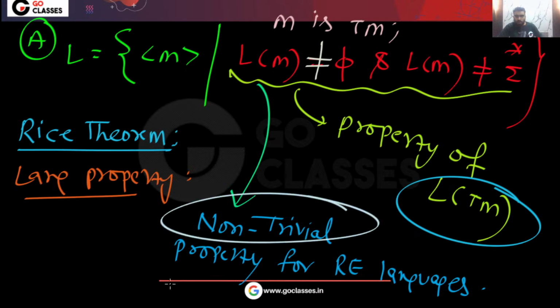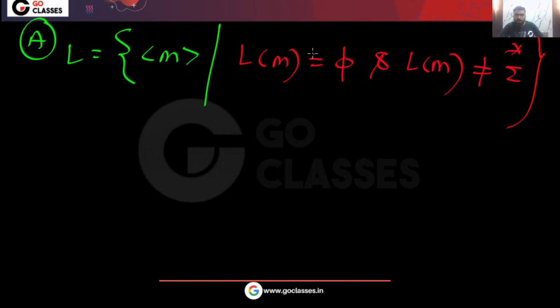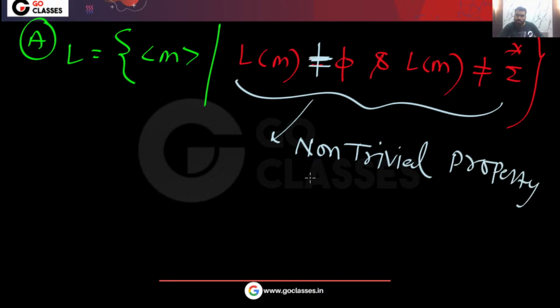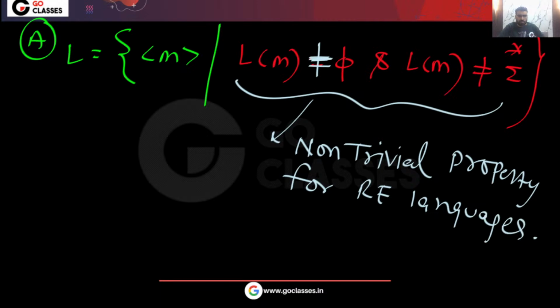Remember, this is a non-trivial property. Why is this a non-trivial property? It is non-trivial for recursive enumerable languages because some recursive enumerable language will satisfy this property.